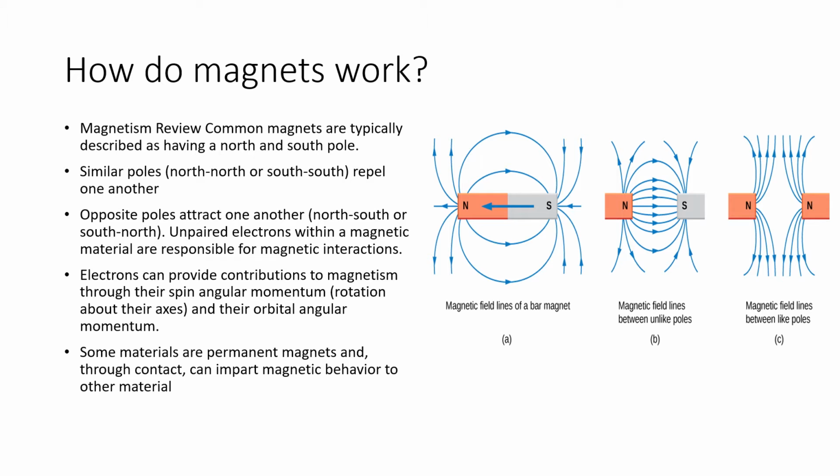Unpaired electrons within a magnetic material are responsible for magnetic interactions. Electrons can provide contributions to magnetism by their spin angular momentum, meaning their rotation about their axis, and also their orbital angular momentum. Some materials are permanent magnets and through contact can cause magnetic behavior in other material.